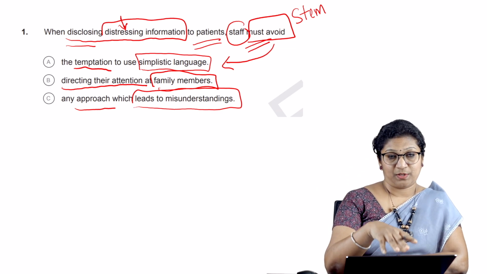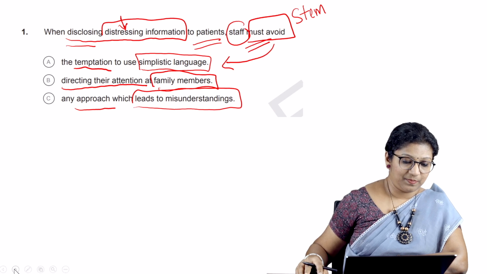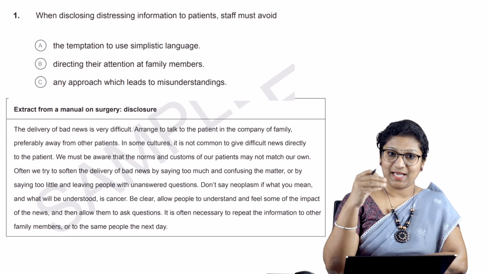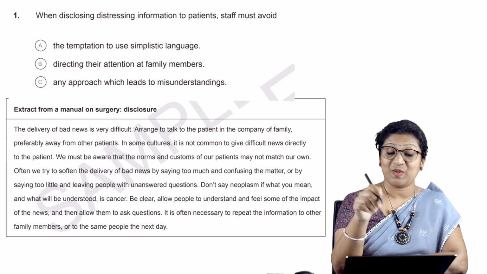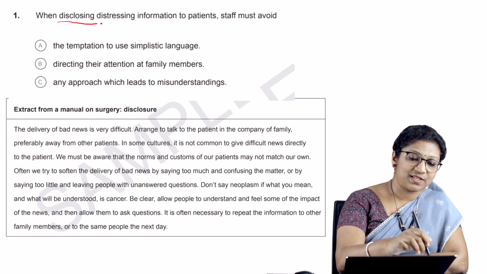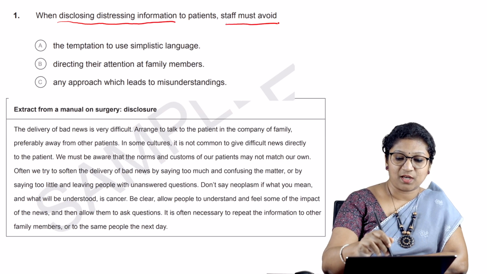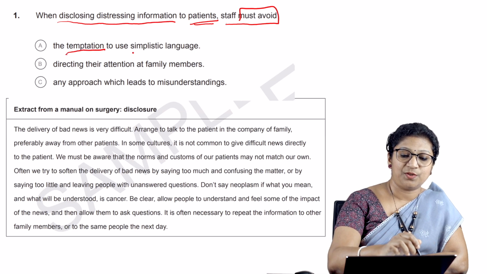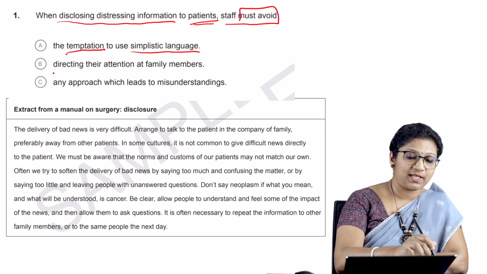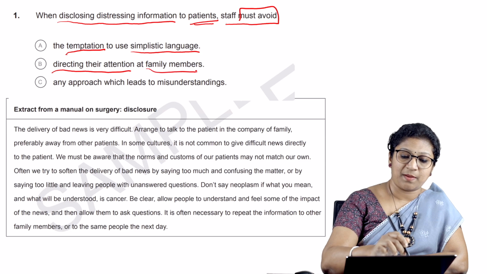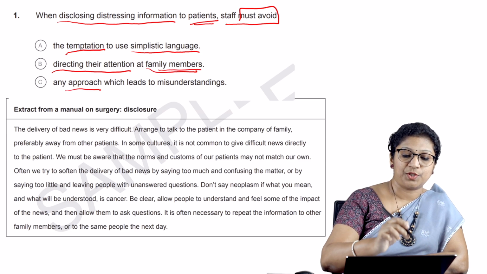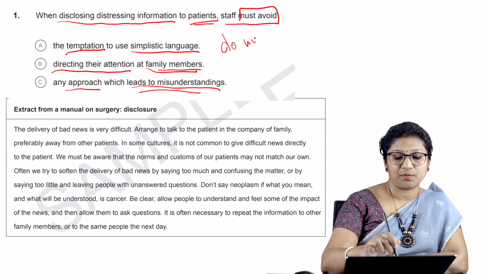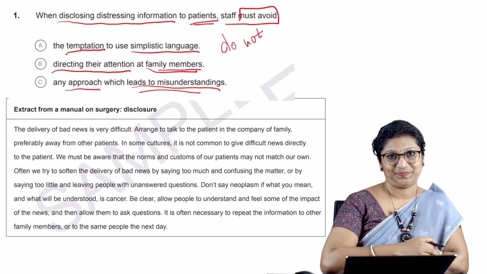Now that we've understood this part, let's look at the extract also. What are the keywords we've underlined? Disclosing distressing information, must avoid, and it's of course only to patients. Temptation to use simplistic language, directing their attention at family members, or an approach which leads to misunderstanding. Do not, must avoid, do not.